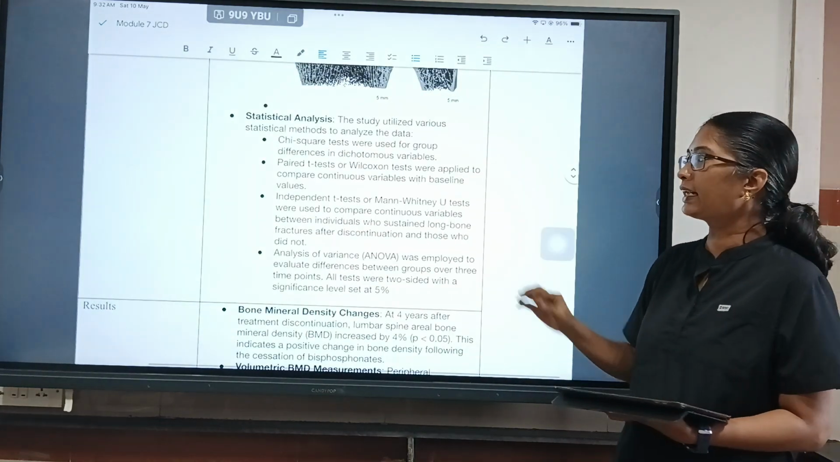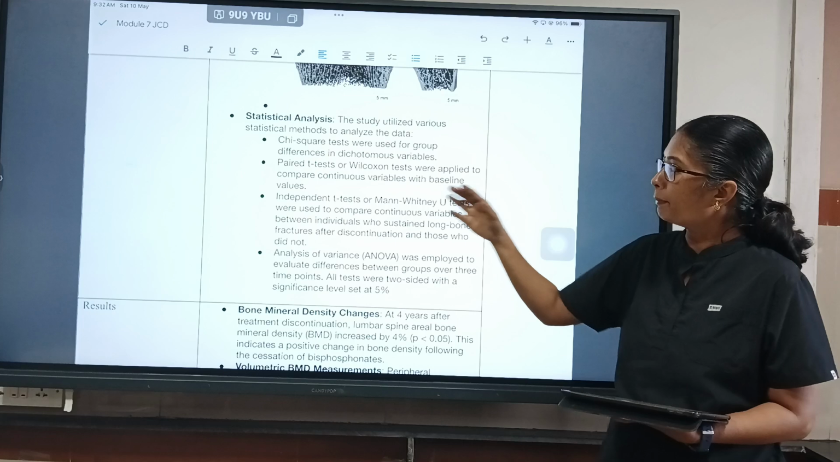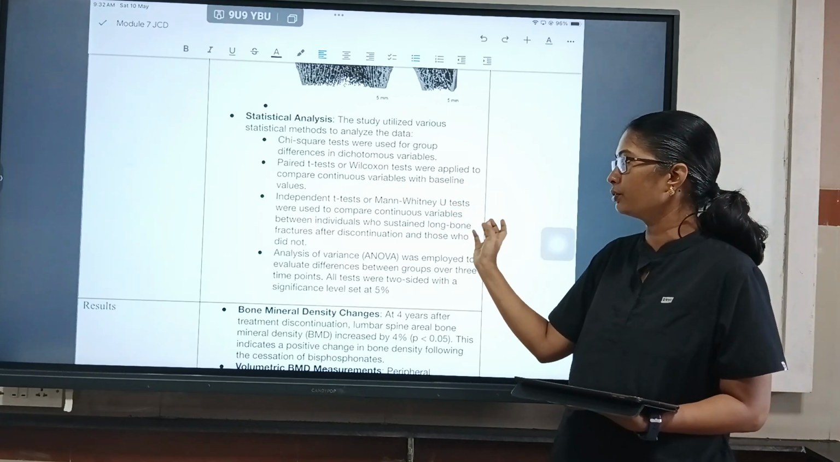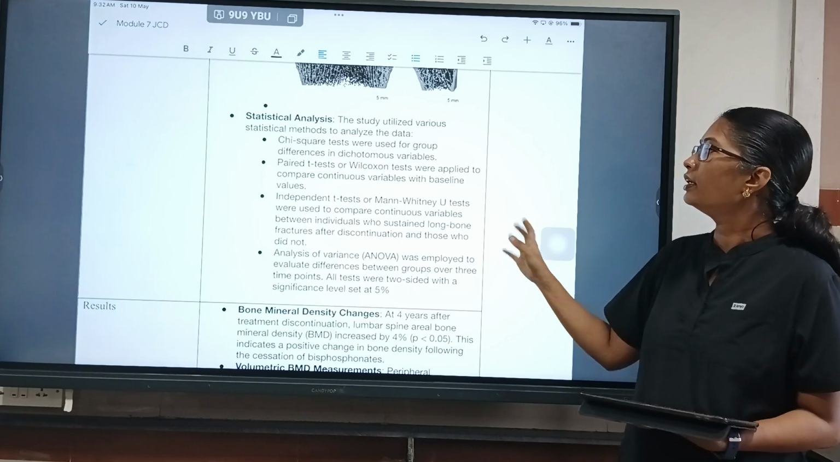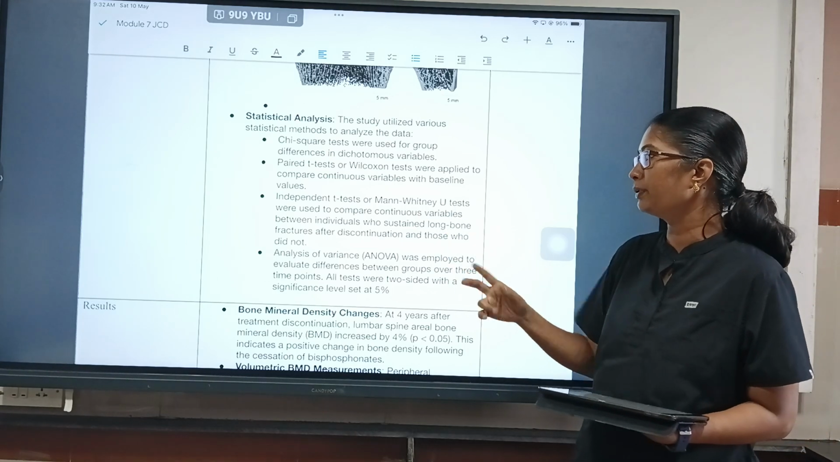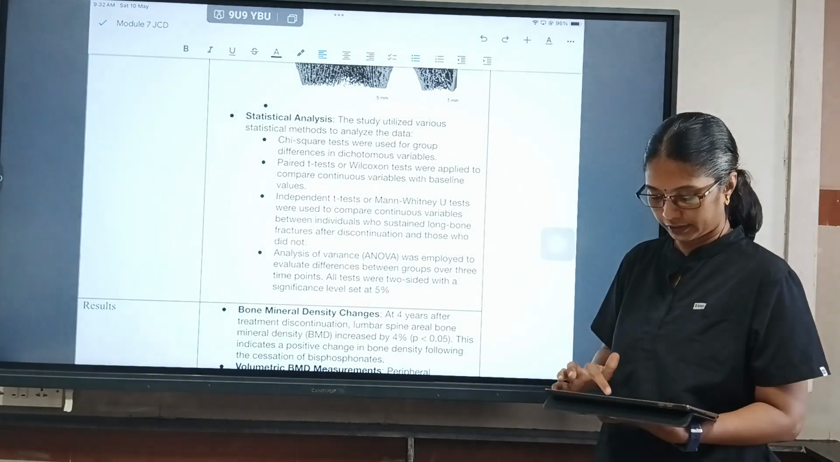Then they did a statistical analysis on all the parameters they measured using the chi-square test, paired t-test or Wilcoxon test depending upon the normality, and the independent t-test or Mann-Whitney test. It also depends upon the normality and whether they are comparing continuous variables between individuals. An analysis of variance was employed to evaluate the differences between the groups.